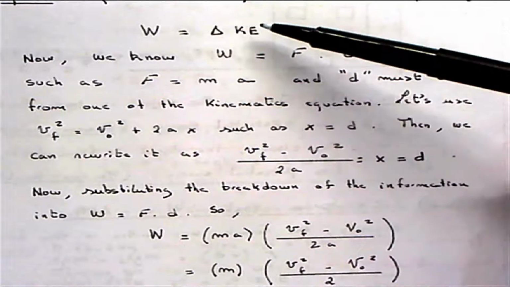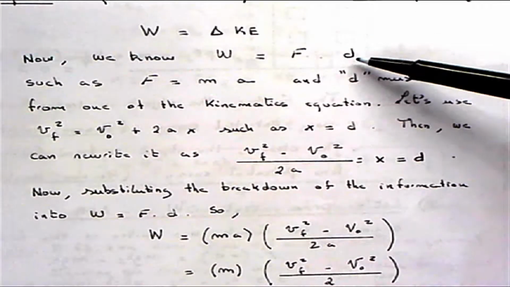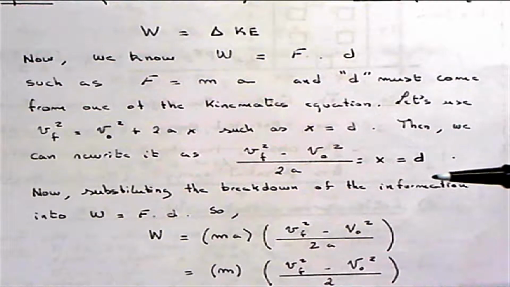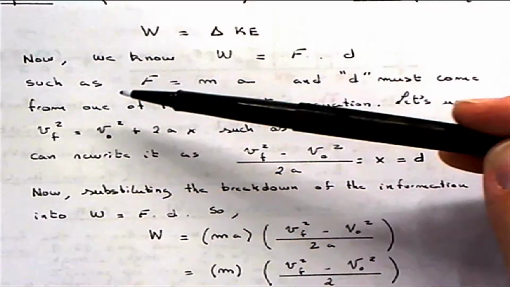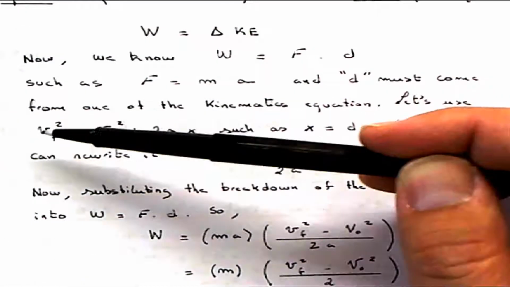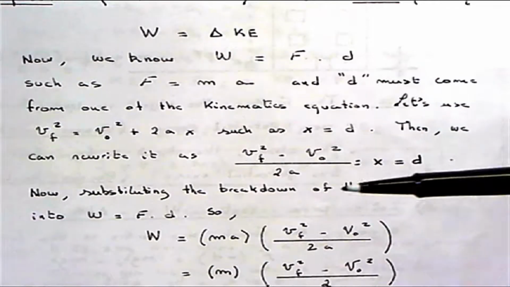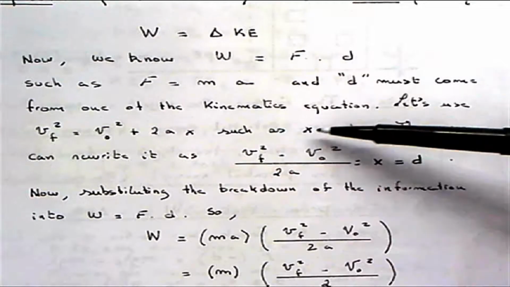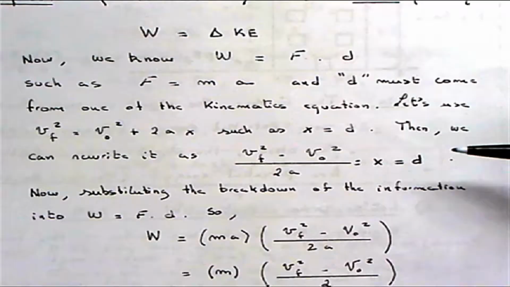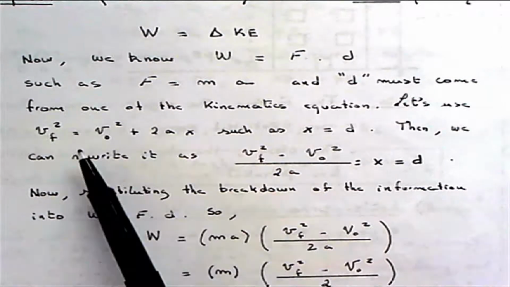Work is equal to change in kinetic energy, where work is force times distance. We know that, right? We know that force is ma. And d must come from one of the kinematic equations. Let's use one of those equations, which is velocity final squared equals velocity initial squared plus 2ax. And that's one you haven't seen much. It is there, such that x is equal to d. Then we can rewrite this equation in the form of distance. We divide both sides by 2a and subtract that.